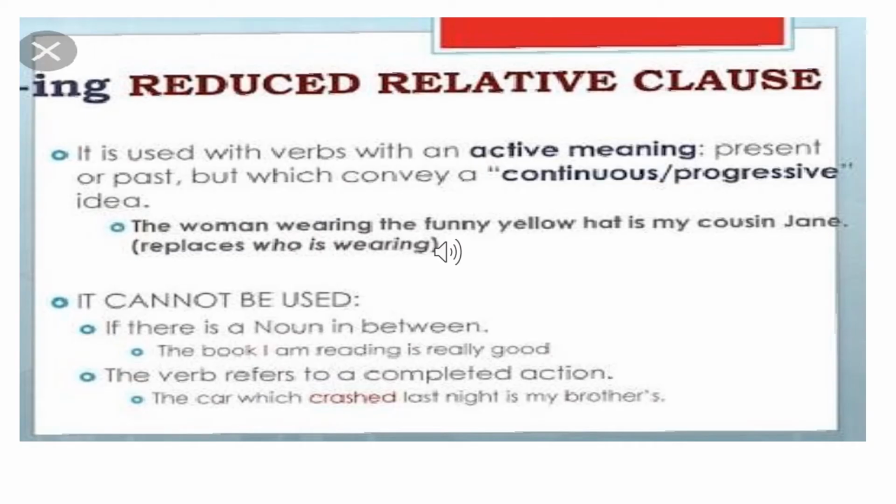A reduced relative clause is a relative clause that is not marked by an explicit relative pronoun such as who, which, or that. For example, the man wearing the funny yellow hat is my cousin Jane. We could have written this sentence, the man who is wearing, but we are shortening the sentence. So that is why instead of writing the man who is wearing, we have written the man wearing the yellow hat is my cousin Jane.